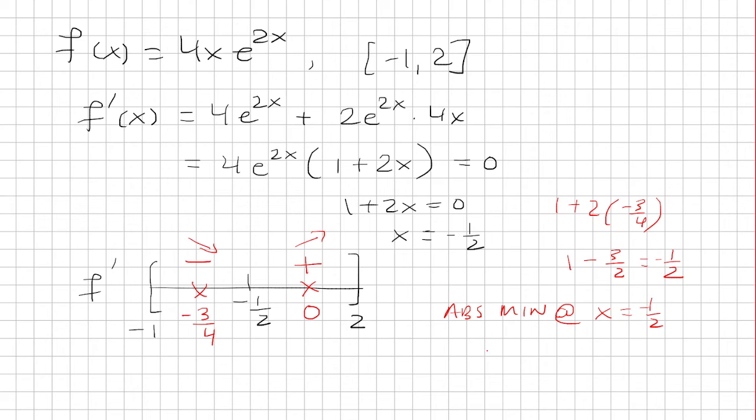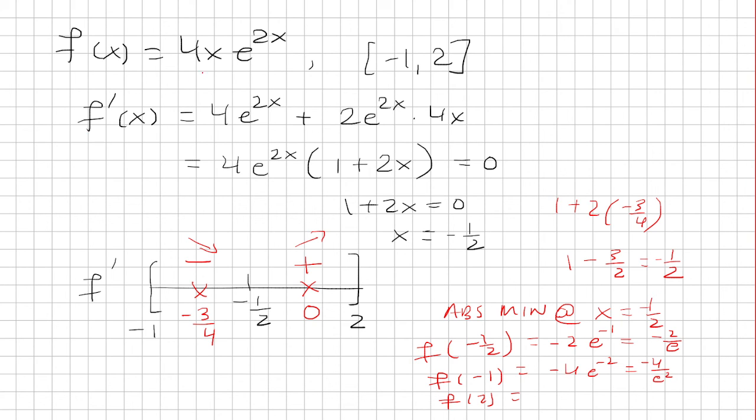And to really find what the values are, what you need to do is just take the critical numbers and compare them to the endpoints. So if I plug in x equals -1/2 here, I get -2 e to the -1, which is just -2 over e. If I plug in -1, I get -4 e to the -2, which is -4 over e squared.